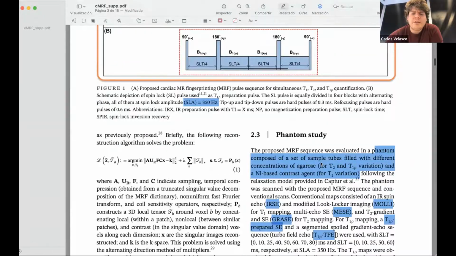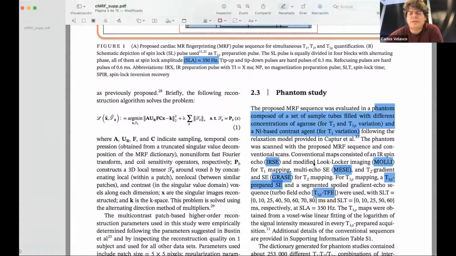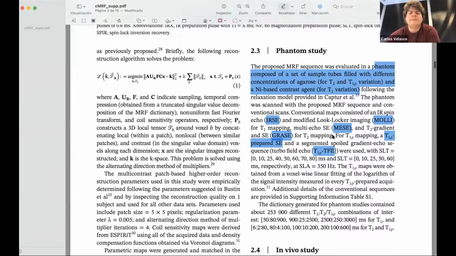To evaluate this sequence, we performed a phantom study and then a healthy volunteer study. In the phantom study, we used a phantom made of different tubes filled with nickel-based contrast agent for T1 variation, and also agarose for T2 and T1 rho variation. We performed the usual long spin echo sequences as ground truth, like inversion recovery spin echo, a multi-echo spin echo for T2, and a custom-made T1 rho spin echo prepared sequence. We also performed shorter sequences that would be the clinical references, like MOLLI, T2 GRASE, and T1 rho two-profile echo, a short prepared one breath hold T1 rho.